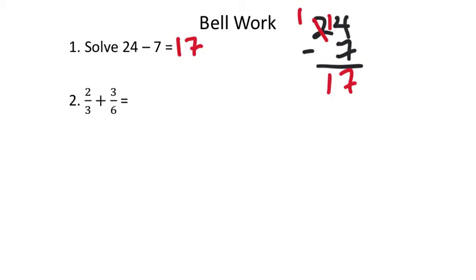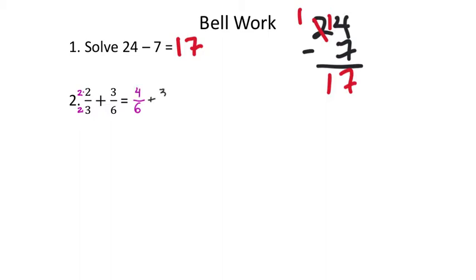For number 2, if you're doing this by hand, you got to force the denominators to be the same. And I know 6 is a multiple of 3, so I would just take the 3 and multiply it by 2. But if I do that, it will force the denominator to be 6. But I need to maintain the same value of the fraction, which is 2/3. So I got to multiply the numerator by the same factor there. So 2 times 2 is 4, makes that 4/6.